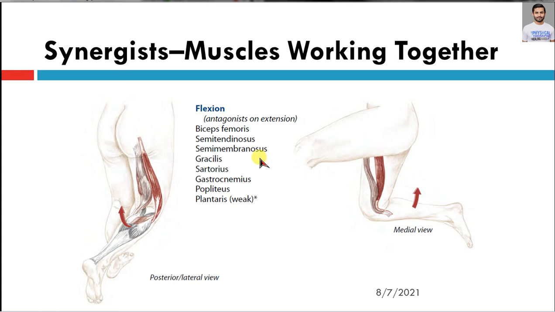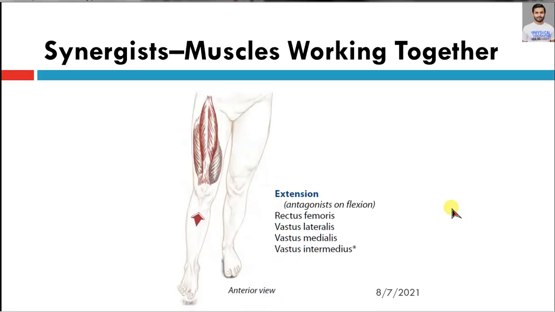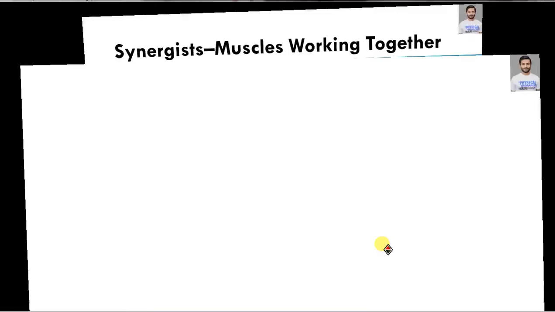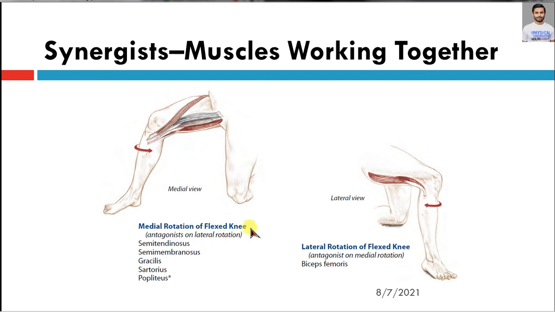For knee flexion, the biceps femoris, the semitendinosus, semimembranosus, collectively called the hamstrings, the gracilis, sartorius, gastrocnemius, popliteus, and plantaris, all these muscles are working together. For extension, mainly the quadriceps muscles, rectus femoris, vastus lateralis, medialis, and intermedius. The medial rotators of the flexed knee are semitendinosus, semimembranosus, gracilis, sartorius, and popliteus, while there is only a single lateral rotator, and that is biceps femoris.